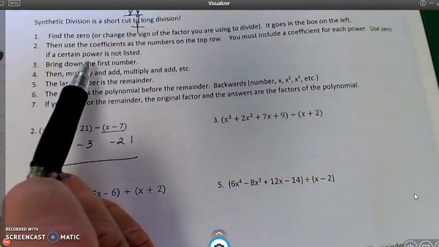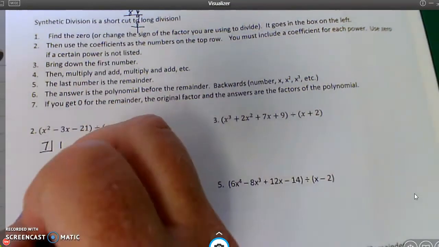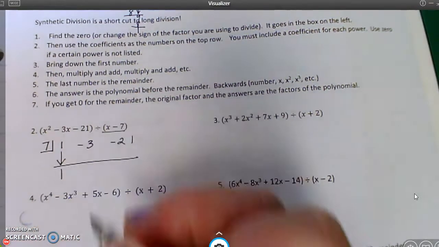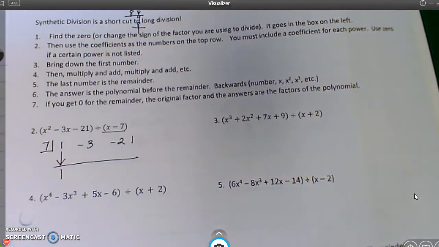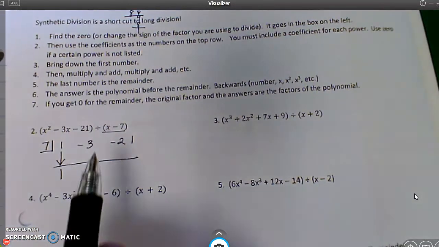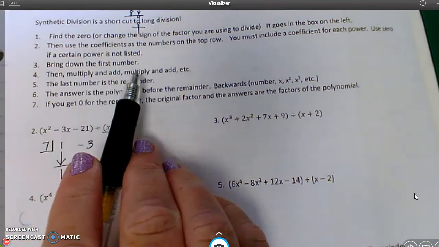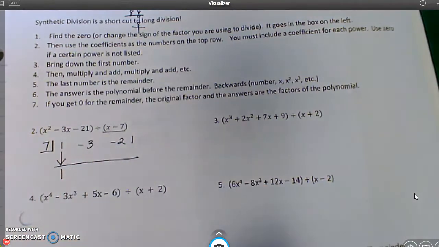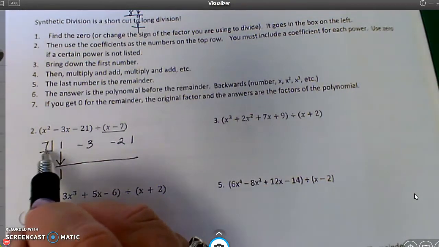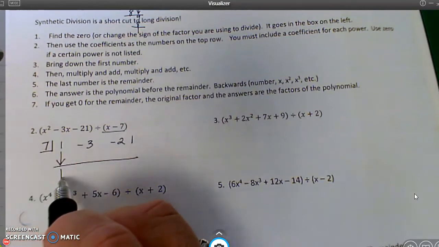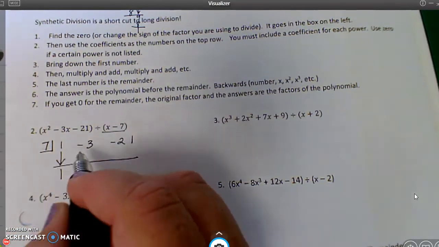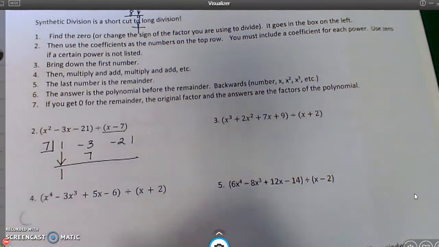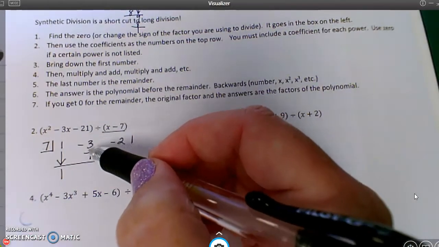Next it says bring down the first number. So you start by bringing that first number down. Then it says multiply and add, etc. So here's what we're going to do. We're going to multiply 7 times 1, and it goes here, and then we add.